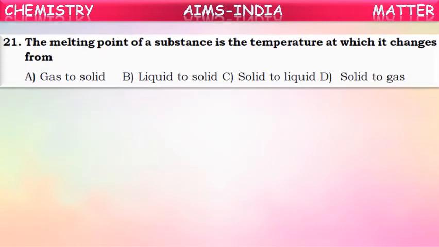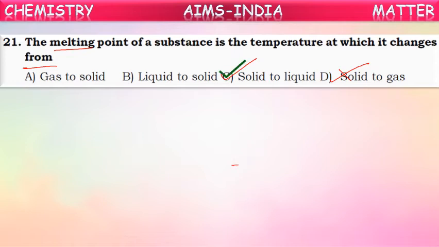Now come to the next question. The melting point of a substance is the temperature at which it changes from what? I said boiling point means liquid to gas. Melting point means solid to liquid. So which option is correct for us? Solid to liquid, C option is correct. Gas to solid is reverse sublimation. Liquid to solid is freezing. Solid to gas is sublimation. And melting point is nothing but solid to liquid.